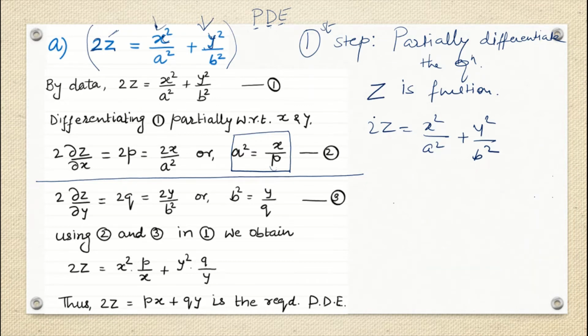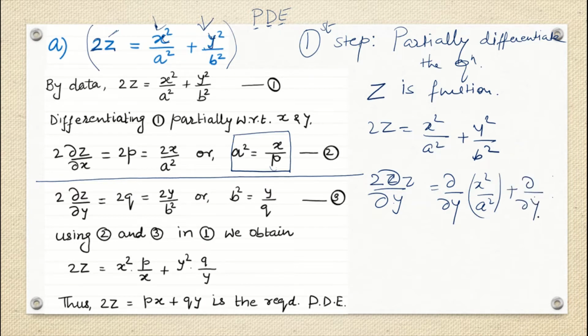Okay, so the equation is written here. 2z is x square by a square plus y square by b square. Now, I am going to take partial derivative with respect to y. So that means del by del y of z, left hand side, is what? Del by del y of x square by a square plus del by del y of y square by b square. Fine. So left hand side I can write 2 del by del y of z.